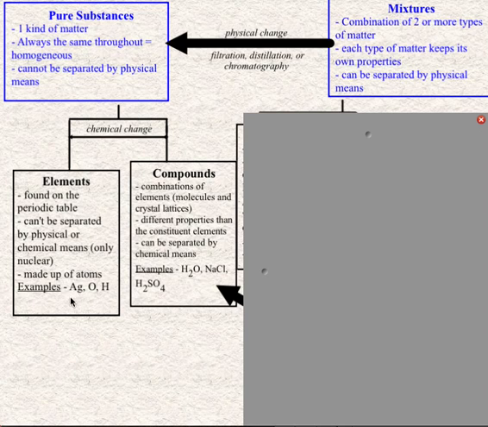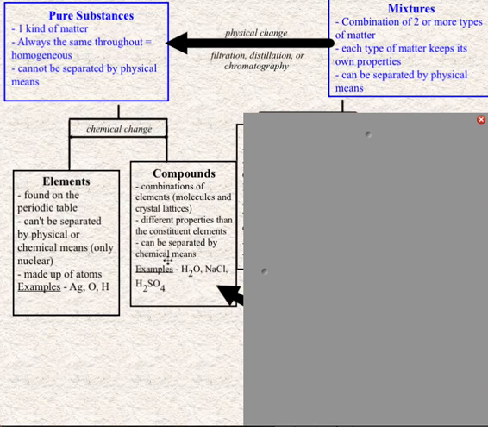There are a couple of examples here. We have silver, oxygen, and hydrogen, but realistically, if it's on the periodic table, it's an element. The next type of pure substance is compounds, and this is when elements are joined together through chemical bonds, and these can form molecules or crystals. It is important to note that compounds have different properties than the elements themselves, and this goes back to when I talked about how we made salt with the really dangerous metal and the really dangerous chlorine gas.